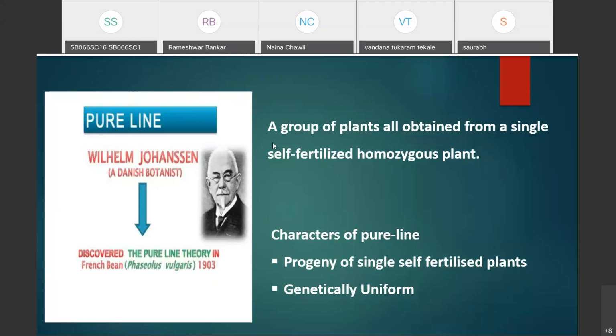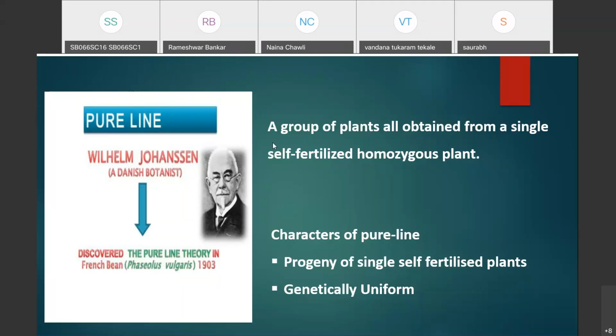We are discussing the characters of pure lines. The pure lines are the progeny of a single self-fertilized plant. These progenies are obtained by selfing or by crossing genetically identical plants. That is the first character.